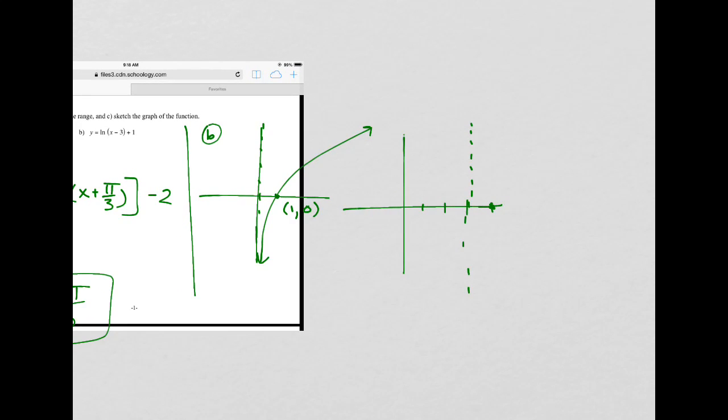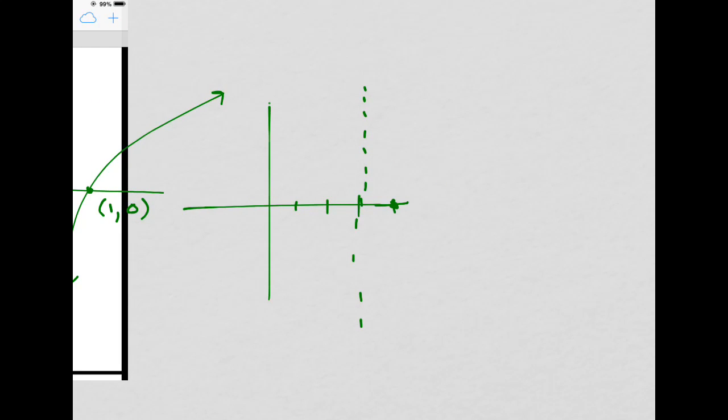So I'll have that. This point gets moved over, and it also gets moved up. So it moved over 3. Now I move everything up. I slide the asymptote upwards as well, but it doesn't do anything because it's just a line. So then it looks like this.